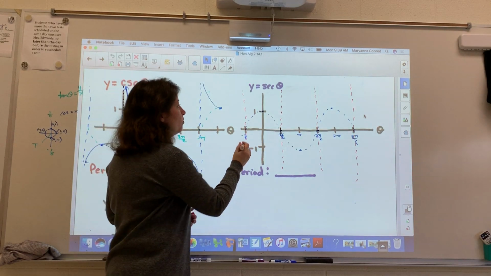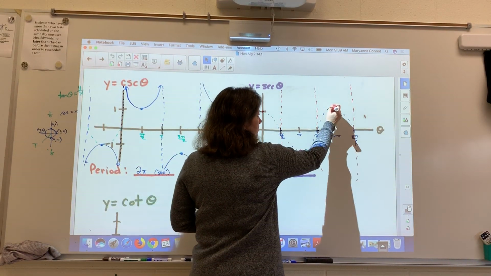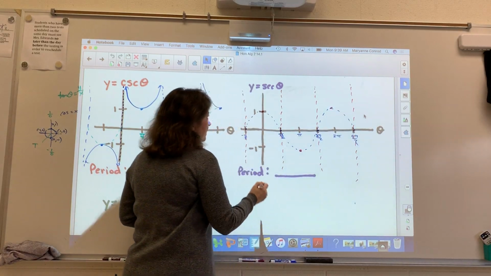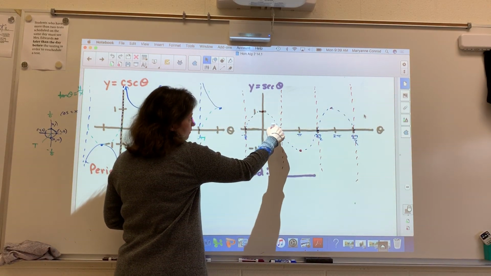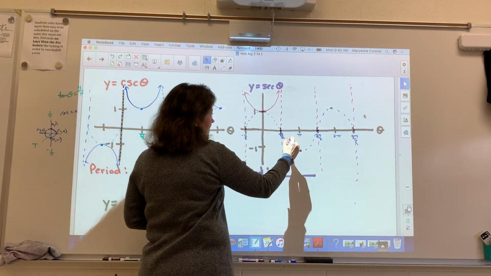What is the reciprocal of 1? It's still 1. What is the reciprocal of -1? It's still -1. Reciprocal of 1 is 1, and so forth. And then I take each of the curve shapes, and they will be flipped upside down.